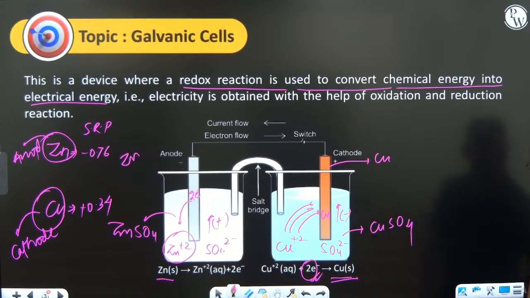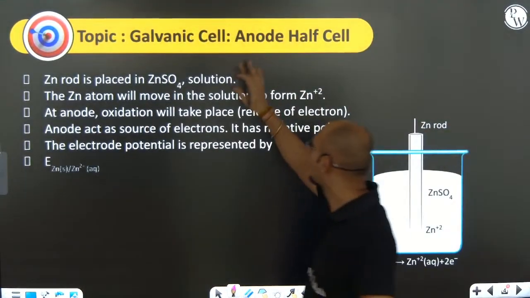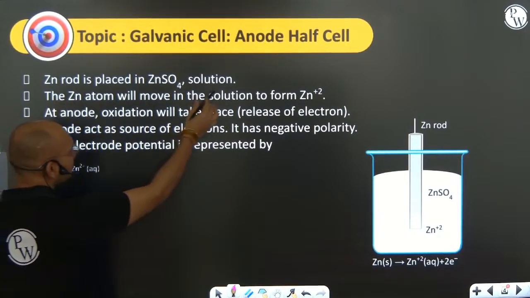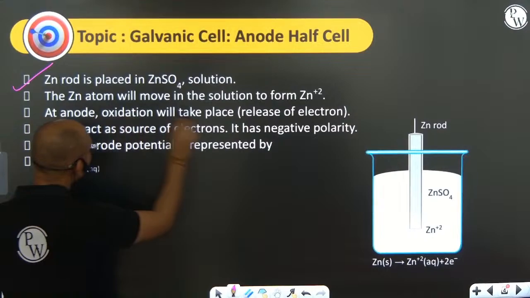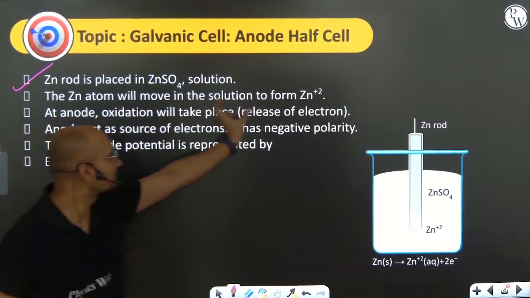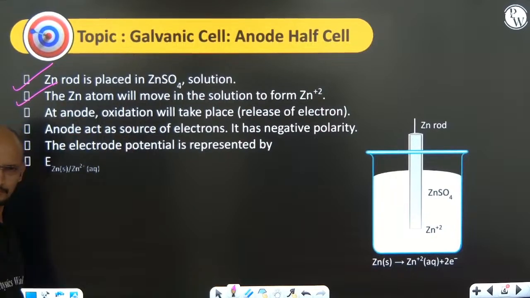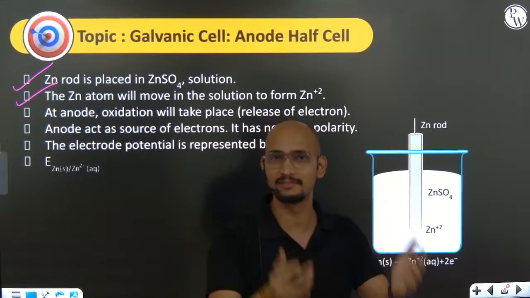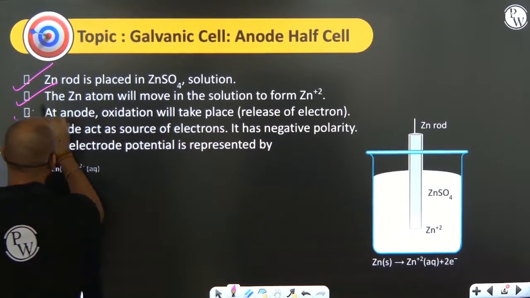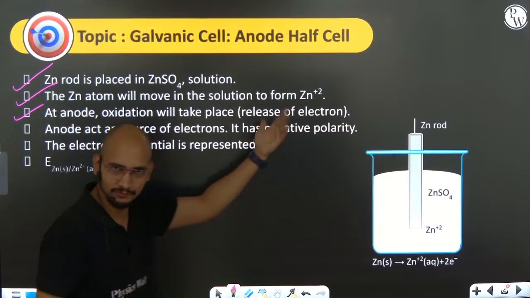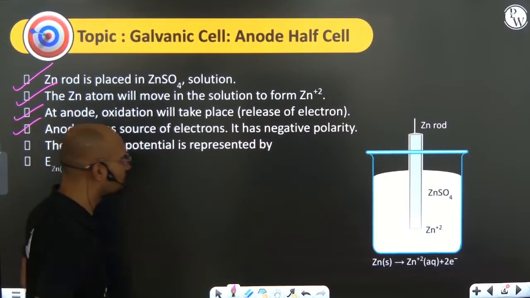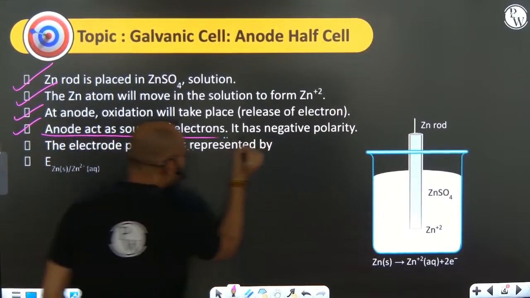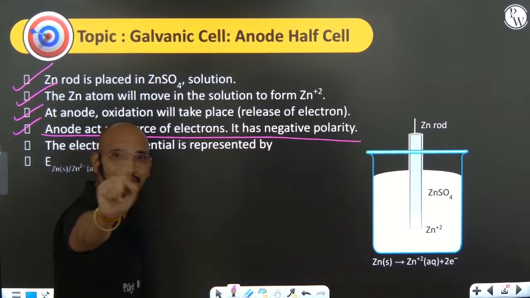Now we are going to study all these points. Now galvanic cell, anode half cell. What is the anode half cell? Just see that here the zinc rod is placed in the zinc sulfate solution, that is the anode half cell. Then zinc atoms will move into the solution to form zinc ion. Not a big deal. I hope everybody knows that it is only oxidation. Oxidation is nothing but an increase in the oxidation number, right? So zinc to zinc ion. At the anode, oxidation will take place, release of electrons. We all know that. The anode acts as the source of electrons and it has negative polarity. So the anode here has negative polarity only in the galvanic cell, not in the electrolytic cell.